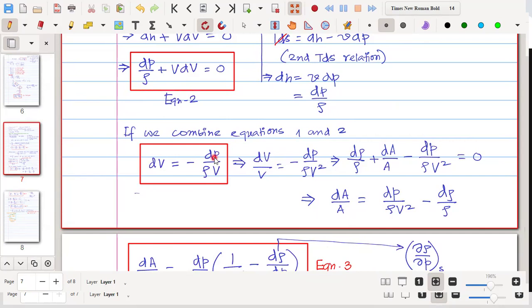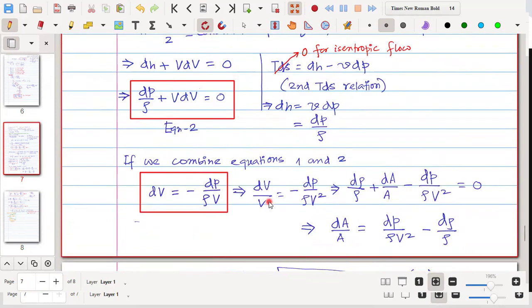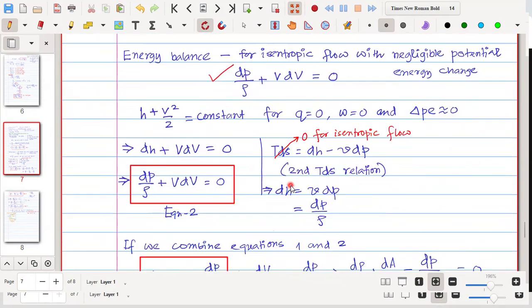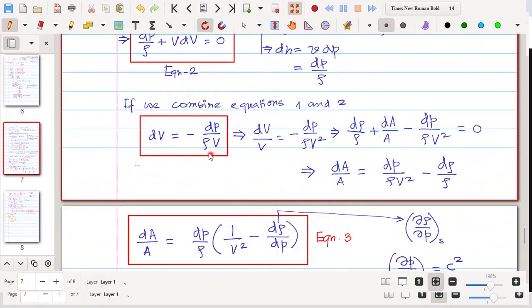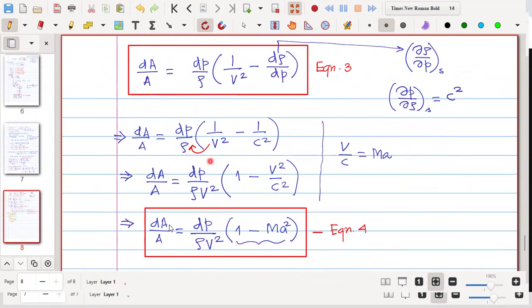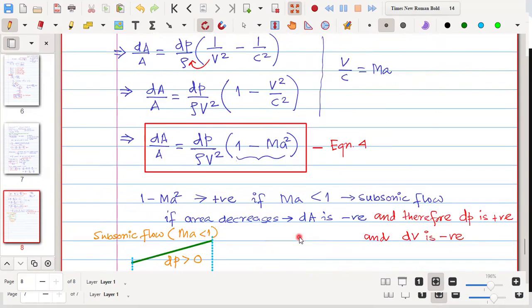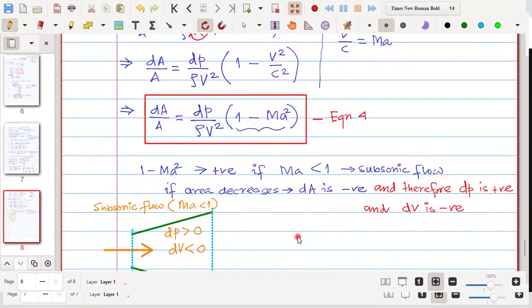Okay. Next, what we are trying to understand is mass conservation. From the mass conservation, we have got this relation. Next, we have put this part in the mass conservation and we have got this relation. So what is this? This is the area variation with pressure and Mach number. Now there will be 4 cases. So now we are trying to understand those 4 cases.